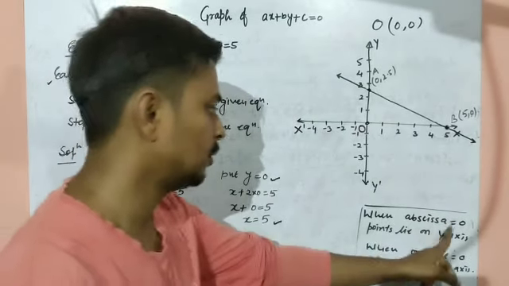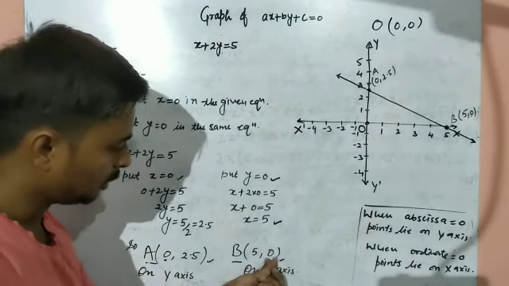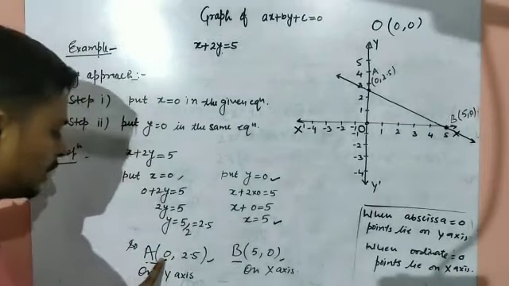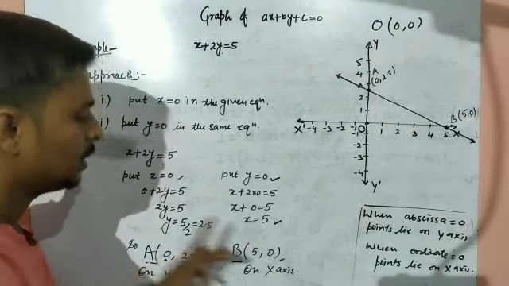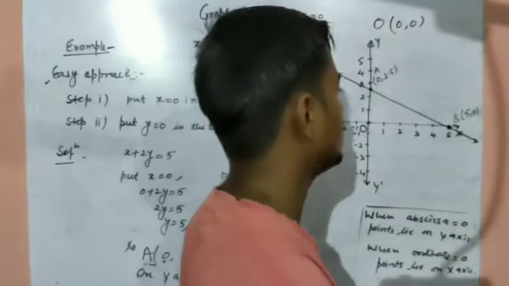The trick is what? When the x coordinate is 0, the point will be on the y axis. When the y coordinate is 0, the point will lie on the x axis. Just alternate, just reverse the process. When x is 0, the point will lie on the y axis. When y is 0, the point will lie on the x axis. So these 2 points are.